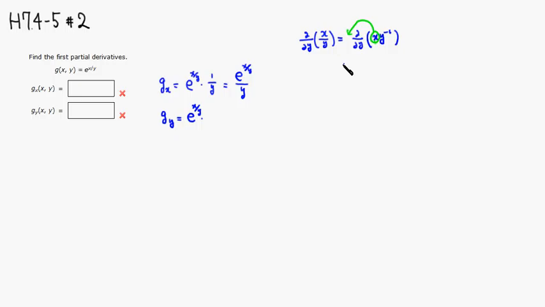So we have x, and a derivative of y to the negative 1 is put the negative sign in front, y, subtract 1 from the power. So this is just a power rule, right? Which is negative x over y squared, right? So you just have to put negative x over y squared. So this is negative x e to the x over y squared. Right, so let's type it in.